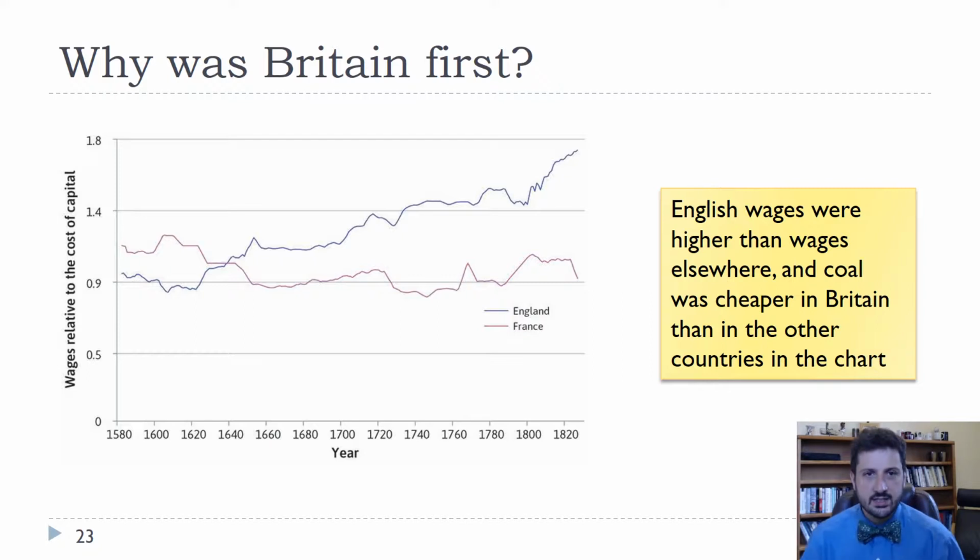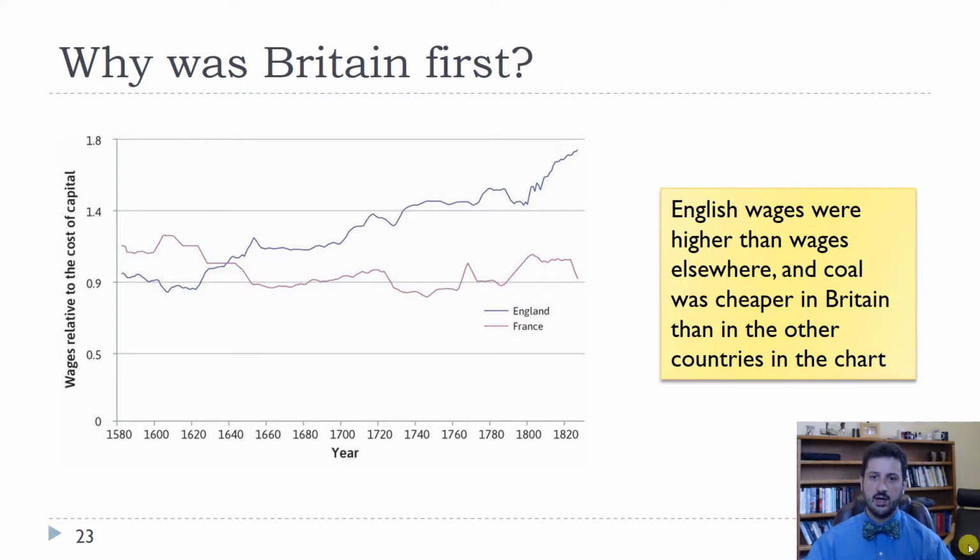One of the hints is that wages relative to the cost of capital in Britain were higher, and a lot of that is because the cost of capital was lower, right? So we already saw that the cost of coal became cheaper. This graph just shows wages in England versus France from 1580 to 1820. You can see they were a little bit higher in France up until about the middle of the 17th century, but then they started becoming significantly higher in Britain.